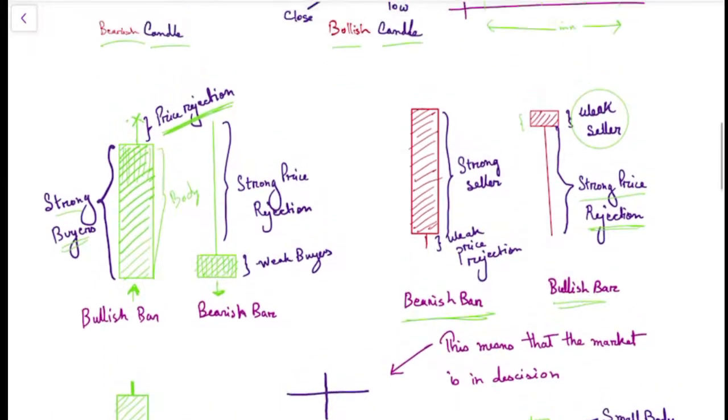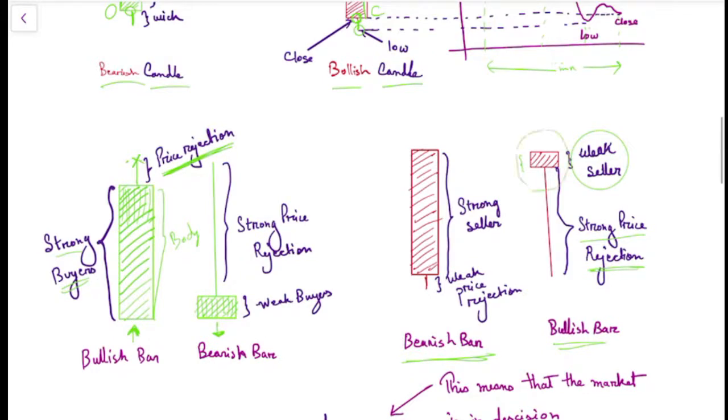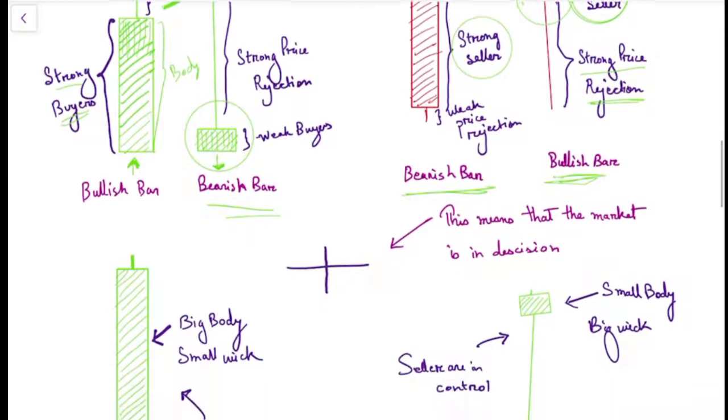So don't just look at the candle color and say this is a bullish candle or this is a bearish candle. Although this is red, this is a bullish candle. Although this is green, this is a bearish candle. Color doesn't say whether it is a bullish or bearish candle. In these scenarios the sellers are in control, and in this scenario the price is rejected strongly by the buyers. So these are the two major types of candlesticks.